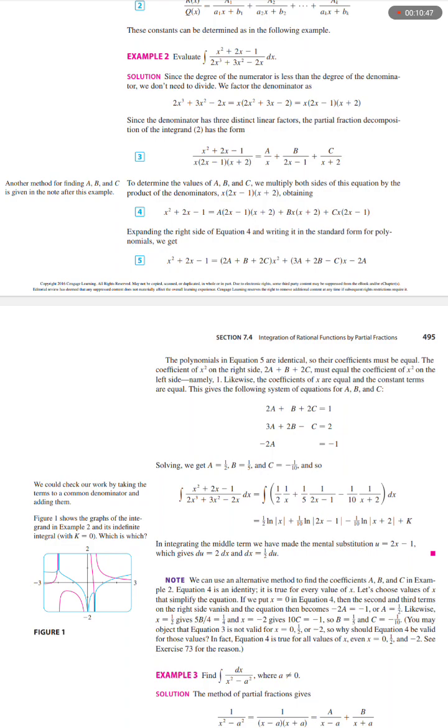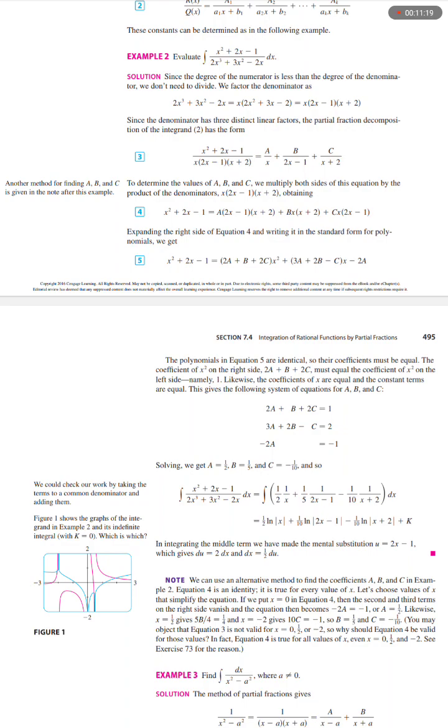2A + B + 2C = 1. 3A + 2B − C = 2. −2A = −1. Solving, we get A = 1/2, B = 1/5, and C = −1/10.